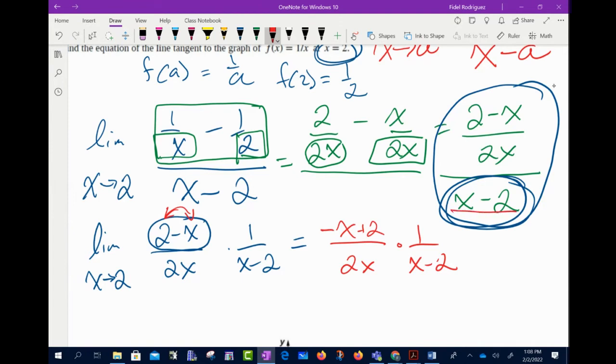So think about it this way. Couldn't I think of this guy over 1? Because I can think of any number over 1, right? 7, 7 over 1, 11, 11 over 1, x minus 2, x minus 2 over 1. So when I'm dividing this big fraction, I'm going to multiply by the reciprocal of this, which is just that 1 over x minus 2. Does that make sense?